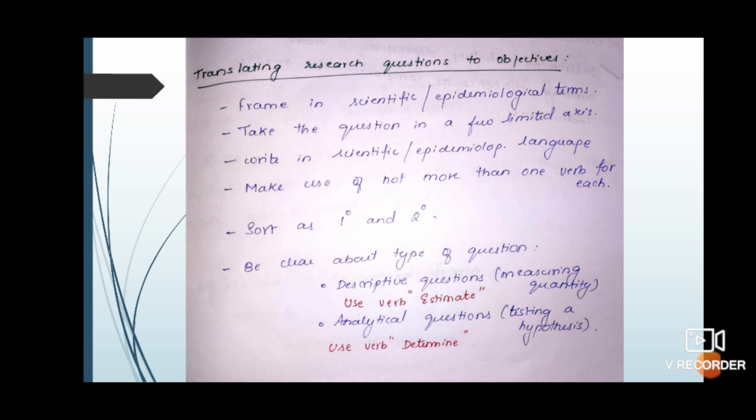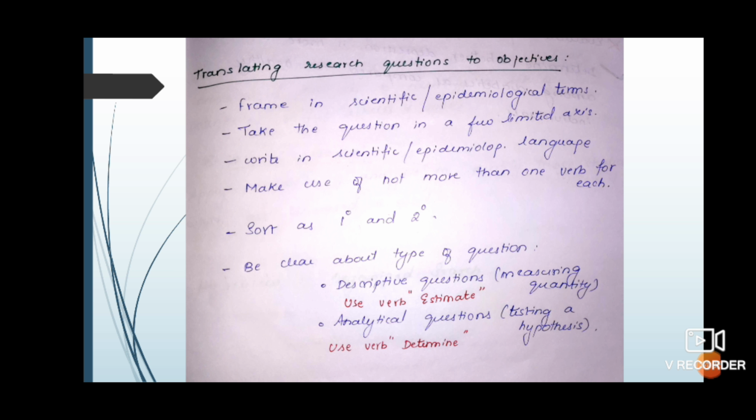Translating a research question to objectives. It includes framing in scientific or epidemiological terms. We should take the question in a limited scope and write in scientific or epidemiological language. Make use of not more than one verb for each objective, and sort them as primary and secondary objectives.